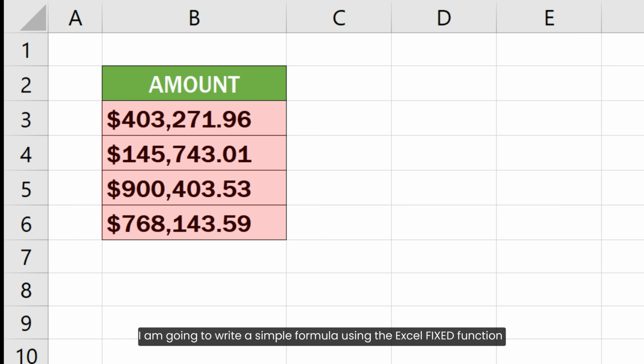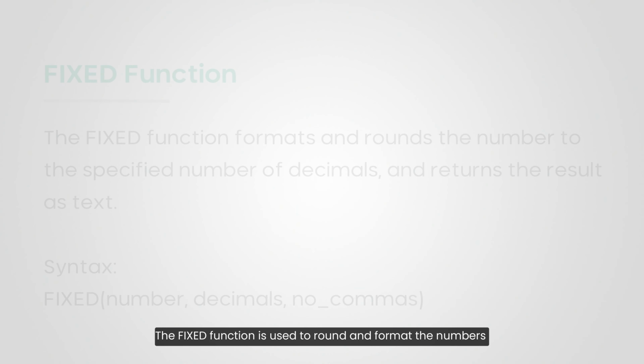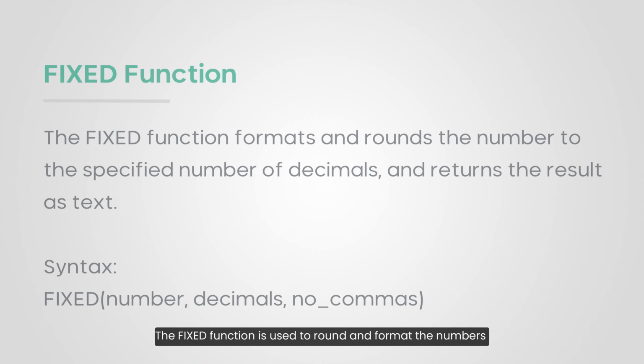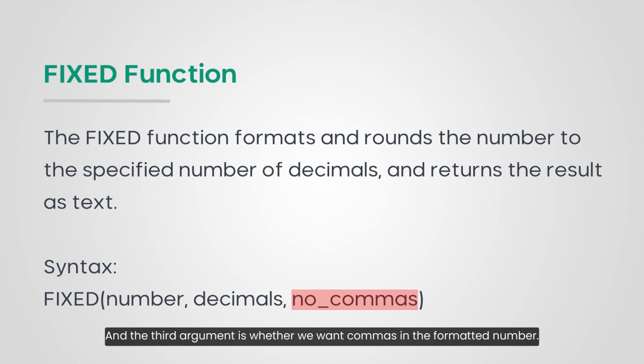I am going to write a simple formula using the Excel FIXED function to remove all these characters from these numbers. The FIXED function is used to round and format the numbers and accepts 3 arguments. The first one is the number that we want to round or format. The second argument is how many digits we want after the decimal point. And the third argument is whether we want commas in the formatted number.